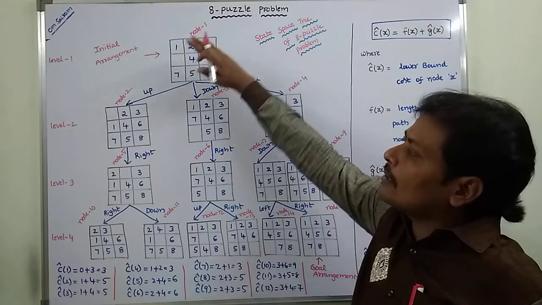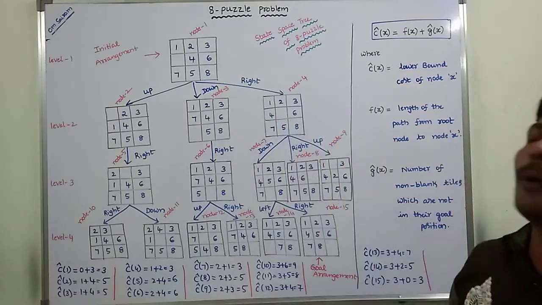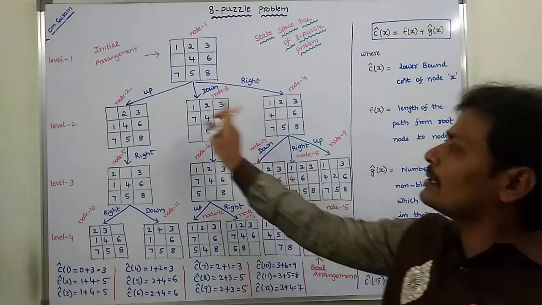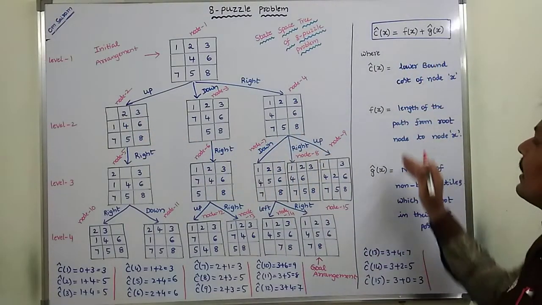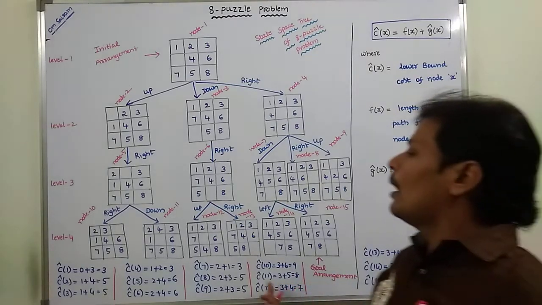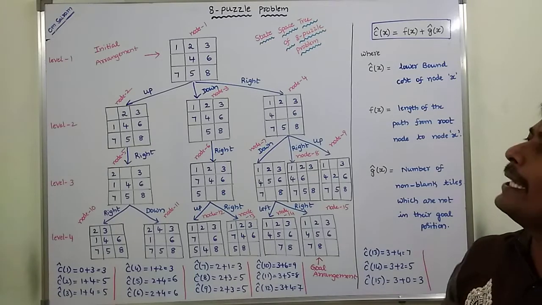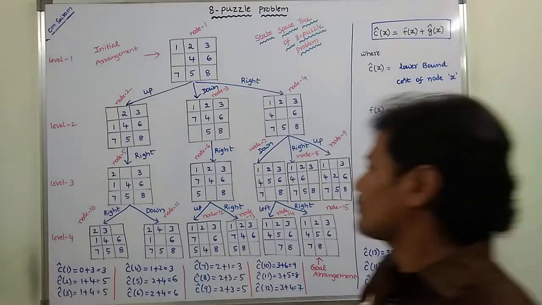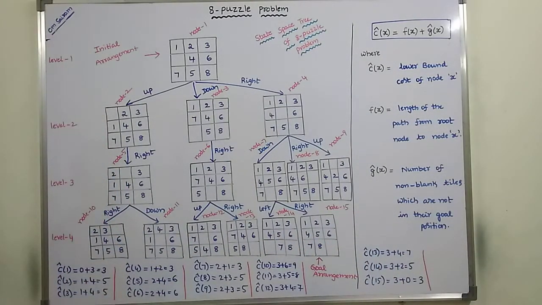Okay, then what are the children we have to generate? Node 2, node 3, node 4 are the children of node 1. Among these nodes, which node becomes the E node? That can be calculated by using this formula. So these are the lower bounds of each and every node x in level 1, level 2, level 3, level 4. Okay. Now, how are we writing this state space tree?